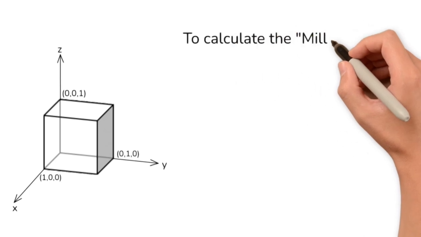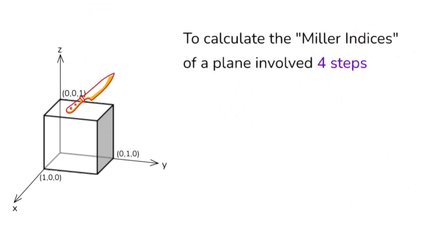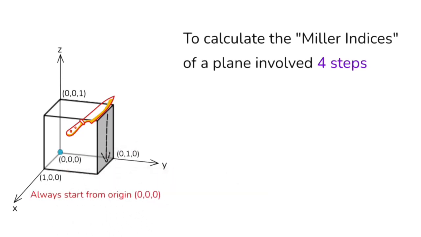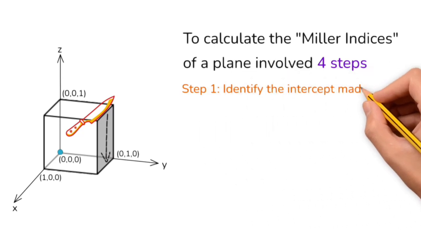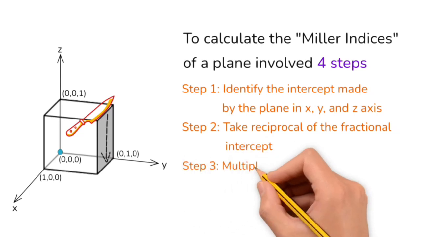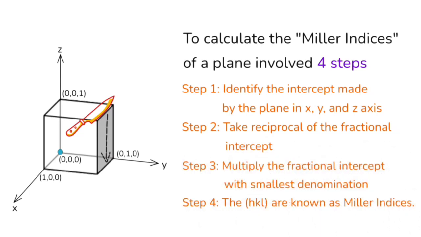To calculate the Miller indices of a plane, there are four steps involved. And remember, always start from the origin. The first step is to identify the intercepts made by the plane on the x, y, and z-axis respectively. Second, take the reciprocal of the fractional intercepts. Third, multiply the fractional intercepts by the smallest denominator. Step 4. The HKL are known as Miller indices.